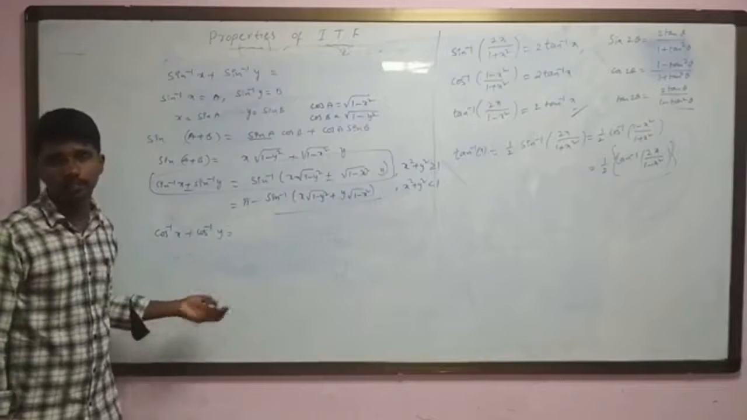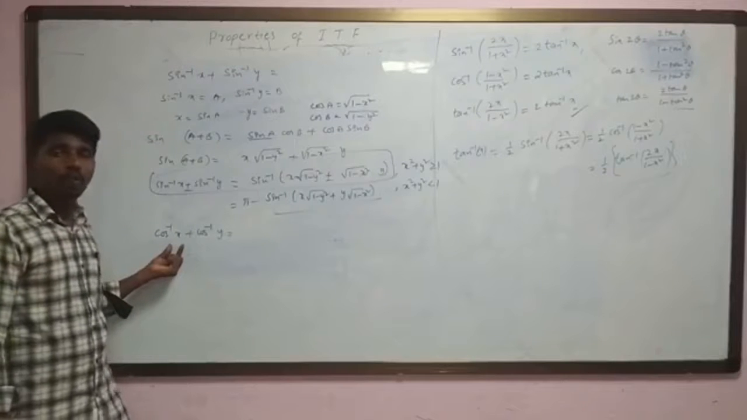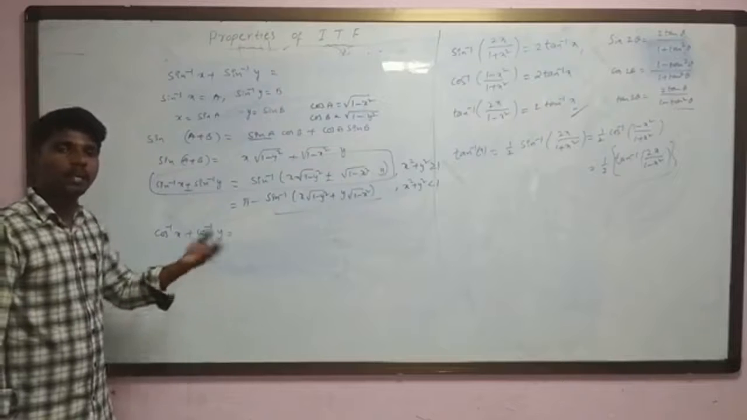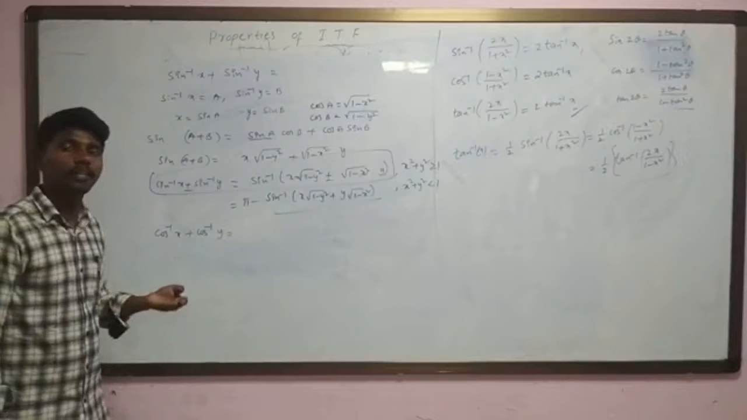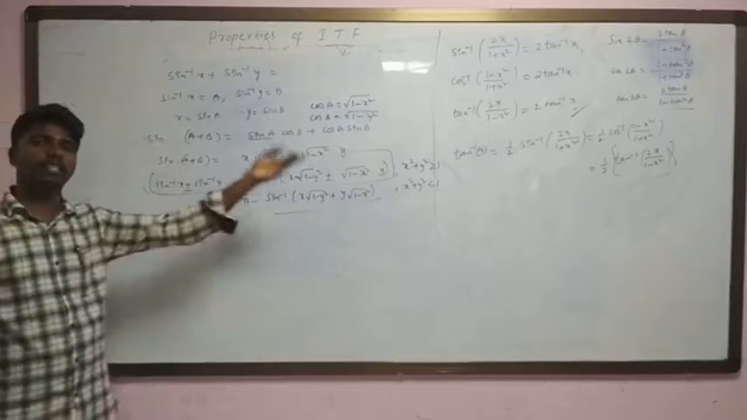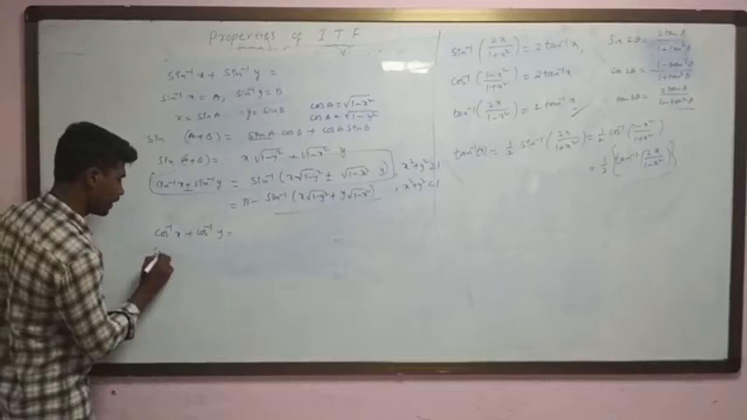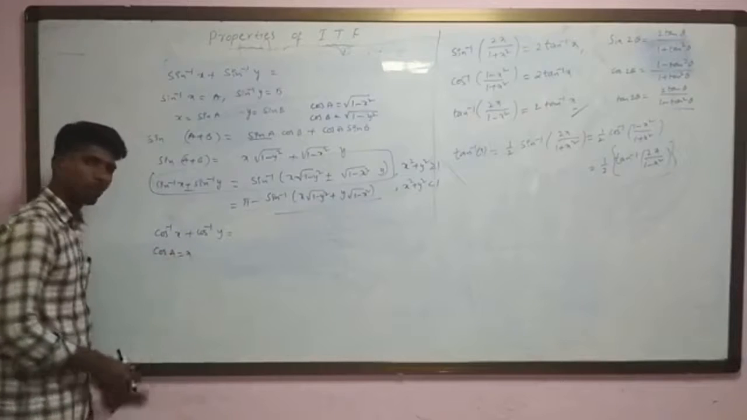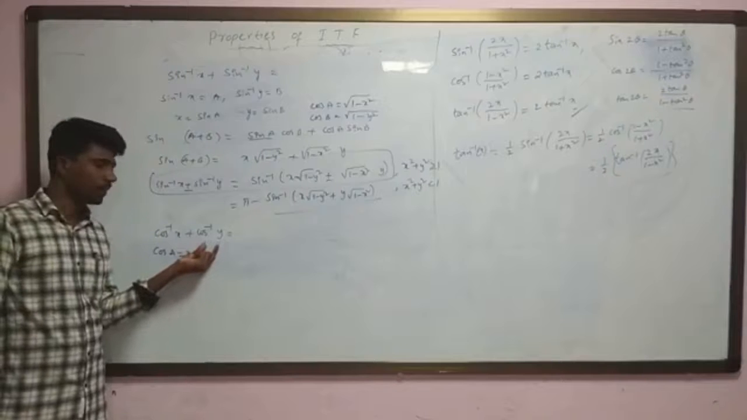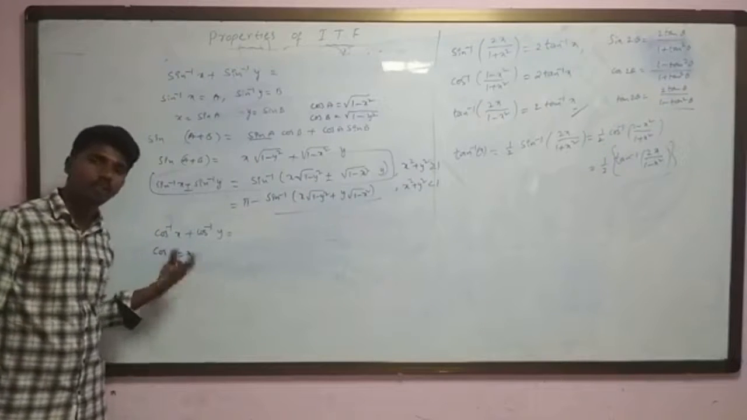So cos inverse of x we take as a. Wherever we get cos inverse x, we replace by a, and cos inverse y we replace by b. With the help of cos a and cos b, I have to find sin. So if cos a is x, what about sin a? Root of 1 minus x square. If cos b is y, then what about sin b? Root of 1 minus y square.